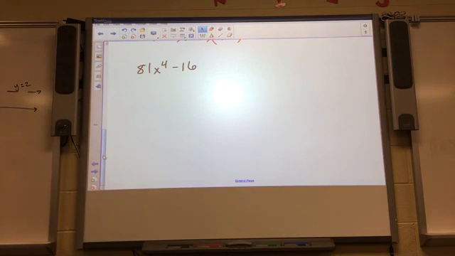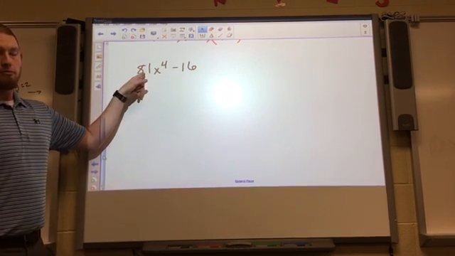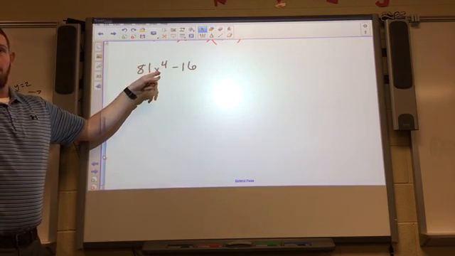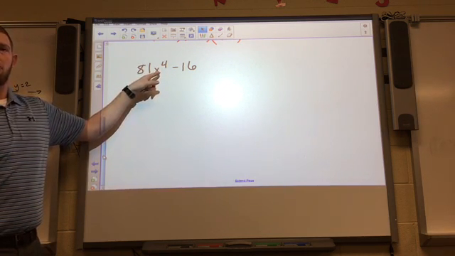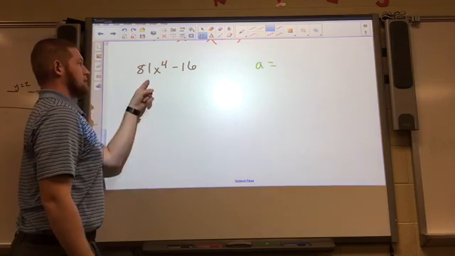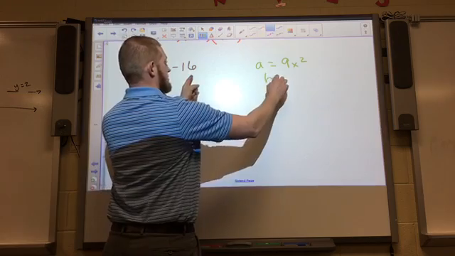Okay, now we're going to start getting to bigger numbers. Did anybody notice something special about this? Okay, anything else? Okay, there's an x to the 4th. What's special about 81 by itself? It's a perfect square. 16 is, x to the 4th a perfect square. What times itself is x to the 4th, Brody? X squared. So when I break this up, my a is what? 9x squared. And my b is 4.